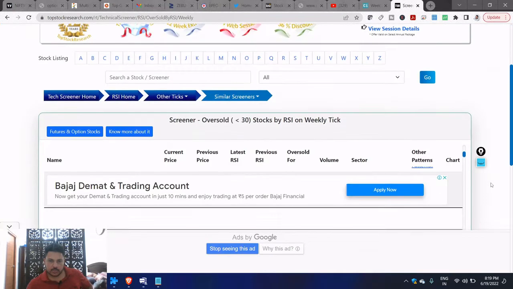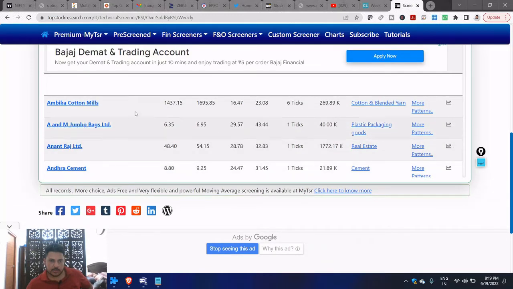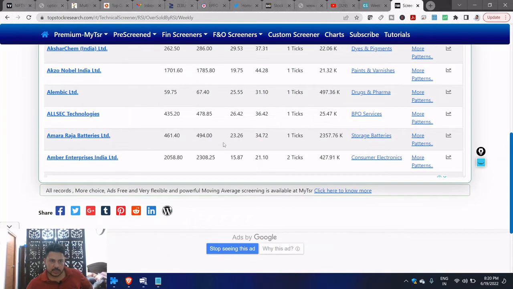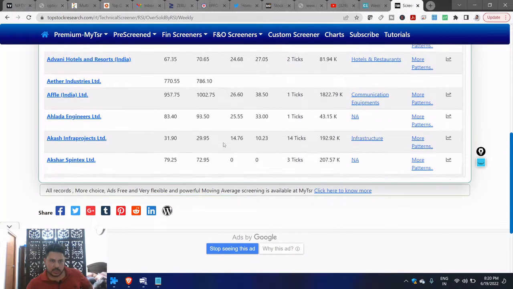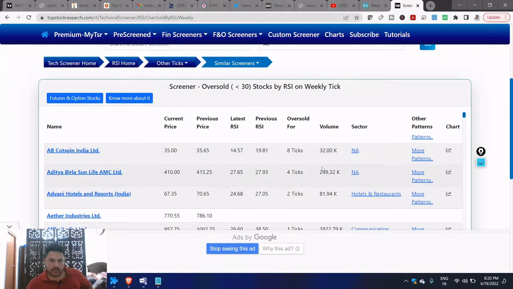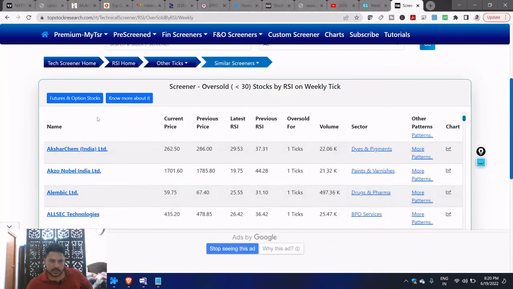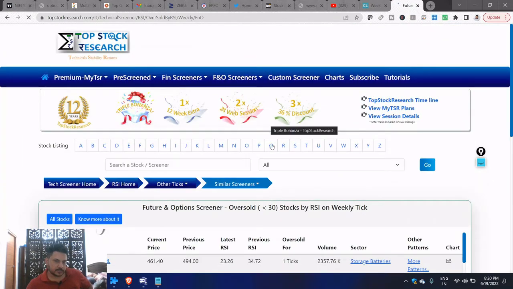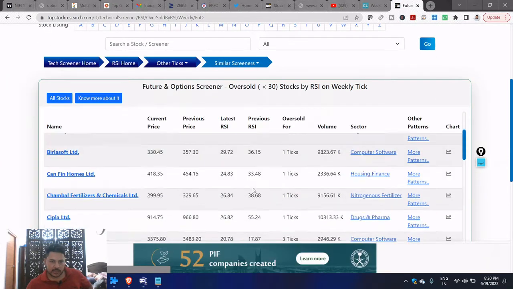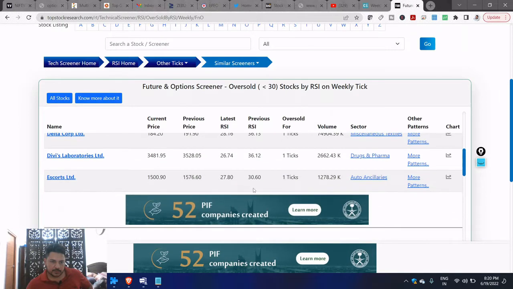Sometimes these ads are too annoying. Okay, so I don't think these are F&O stocks. Yes, let me just check. Amar Raja Batteries, Alembic Pharma, Aditya Birla Capital. A lot of stocks are sitting at RSI 25, 26, but I think it's not the time where we should invest.